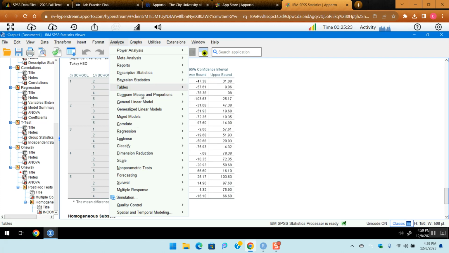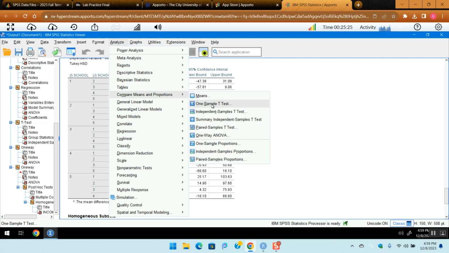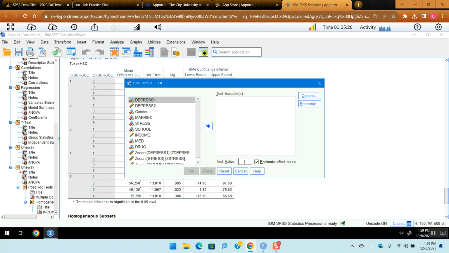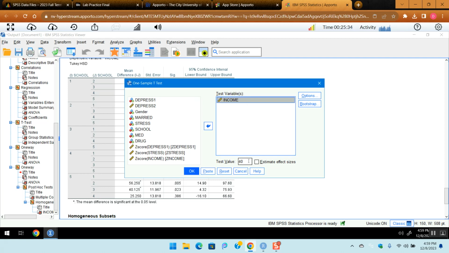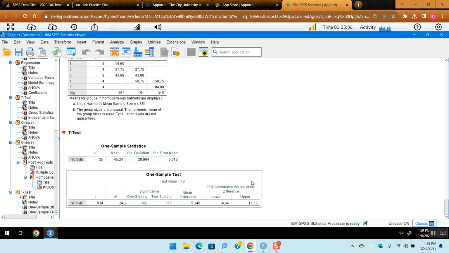So let's look at that. Analyze, compare means, 1 sample T. So I'm comparing it to 40, so I put 40 in this box. And let's look at income. Is it different than 40? Let's see. It is not.